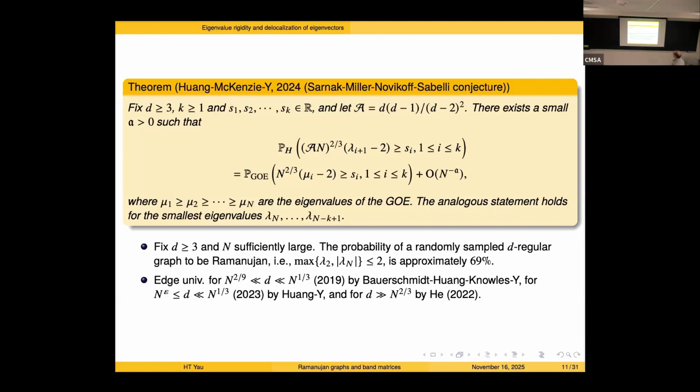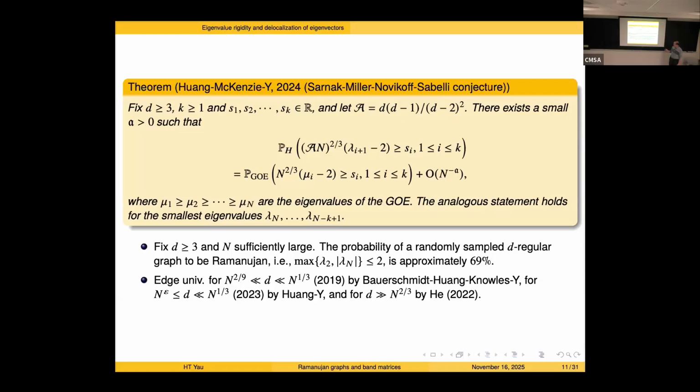What exponent alpha? Oh, this one? No, in the end, even when d equals 3, this A will be positive. So there exists a positive A. You mean this error term? Yes, this error term will depend on d, but when d becomes small, it's still strictly positive. Okay.